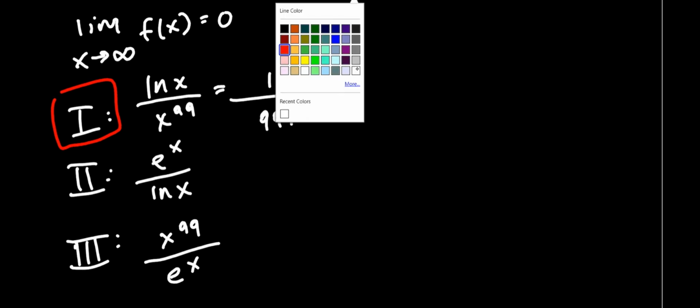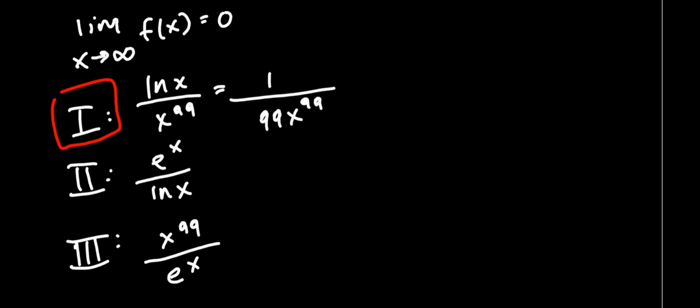Okay, for option 2 here, we have e to the x over ln x. If we plug in infinity, we're just going to get an indeterminate form. So we want to use L'Hopital's rule. So e to the x over 1 over x. And because we're dividing by a fraction, we're really multiplying by the reciprocal. So x e to the x. No matter how many times you do this, you're still going to get something being multiplied by something, and you're going to get an infinity times infinity form. So in this case, this is not one of the options.